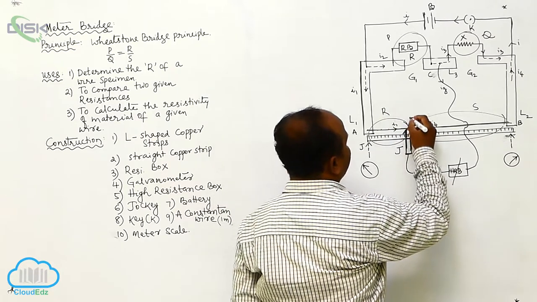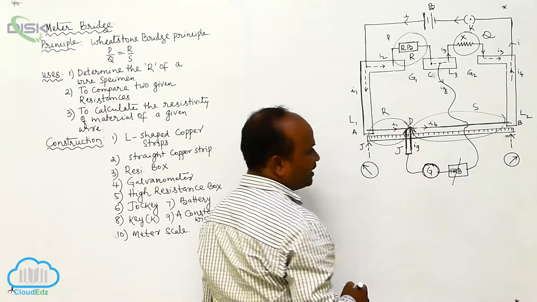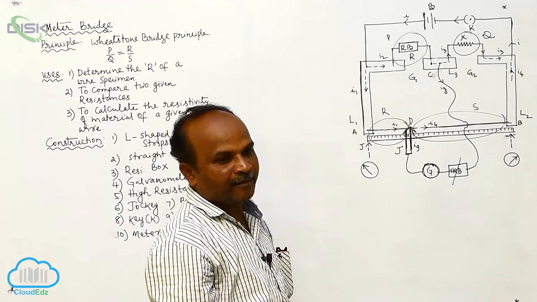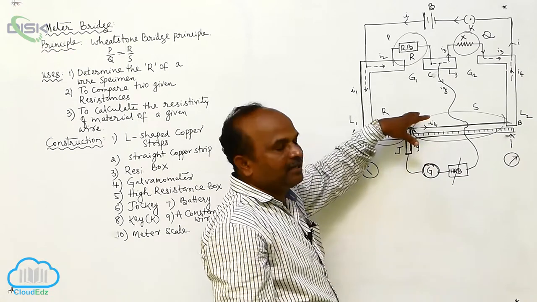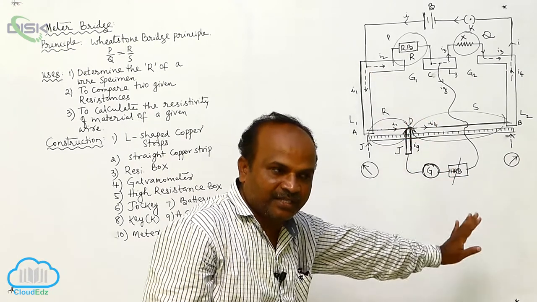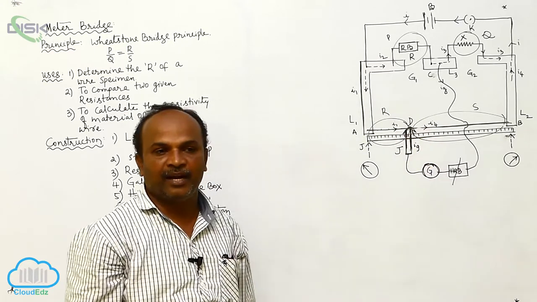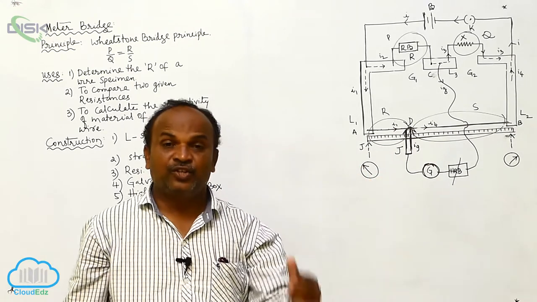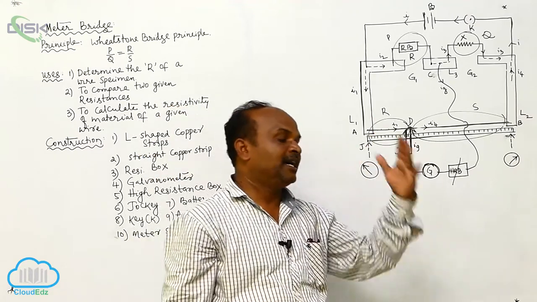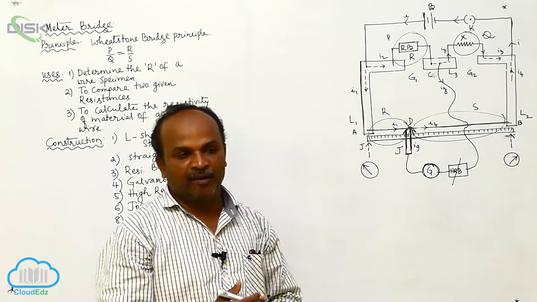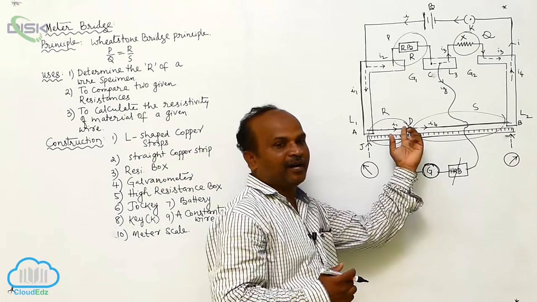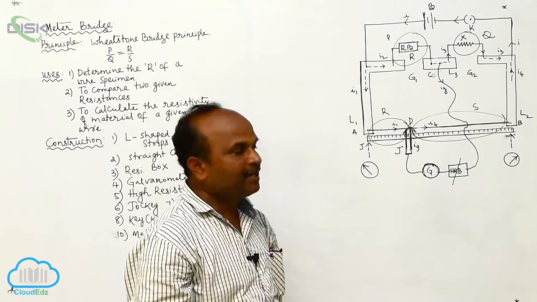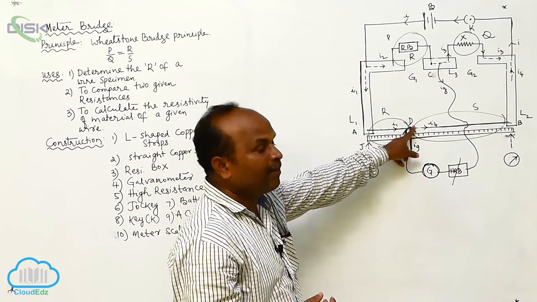Let us consider this point is called D. At the D point, the galvanometer shows zero deflection whenever the jockey is connected with the D point. As the galvanometer shows zero deflection, the D point is called the null point. The point on the constantan wire where the galvanometer shows null deflection when the jockey touches the wire is called the null point.